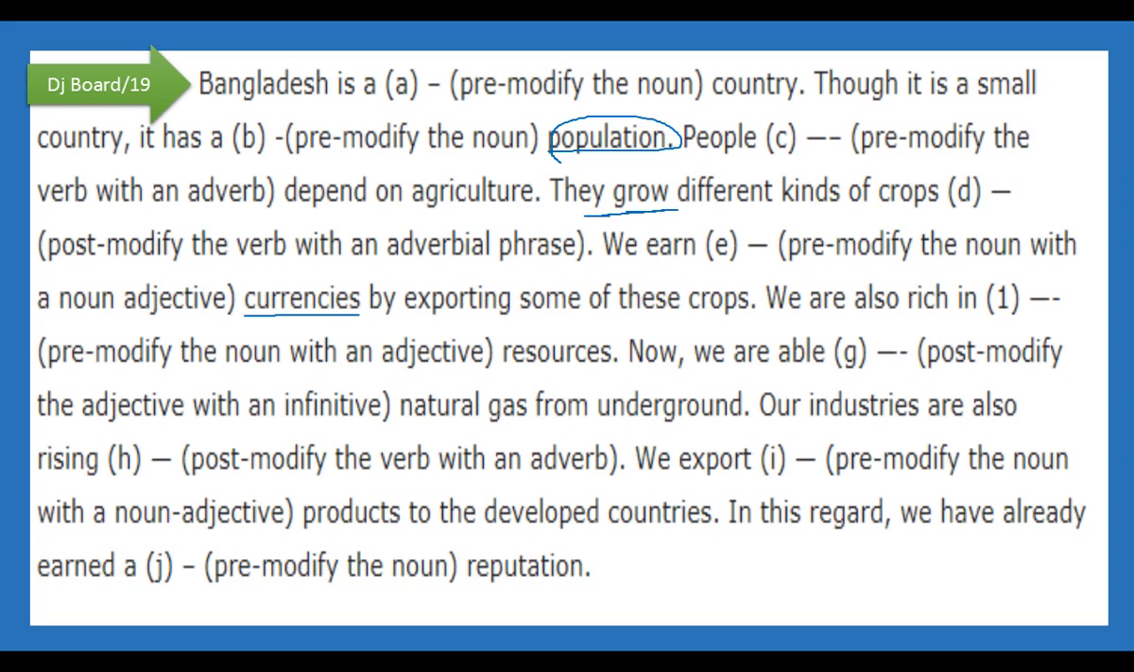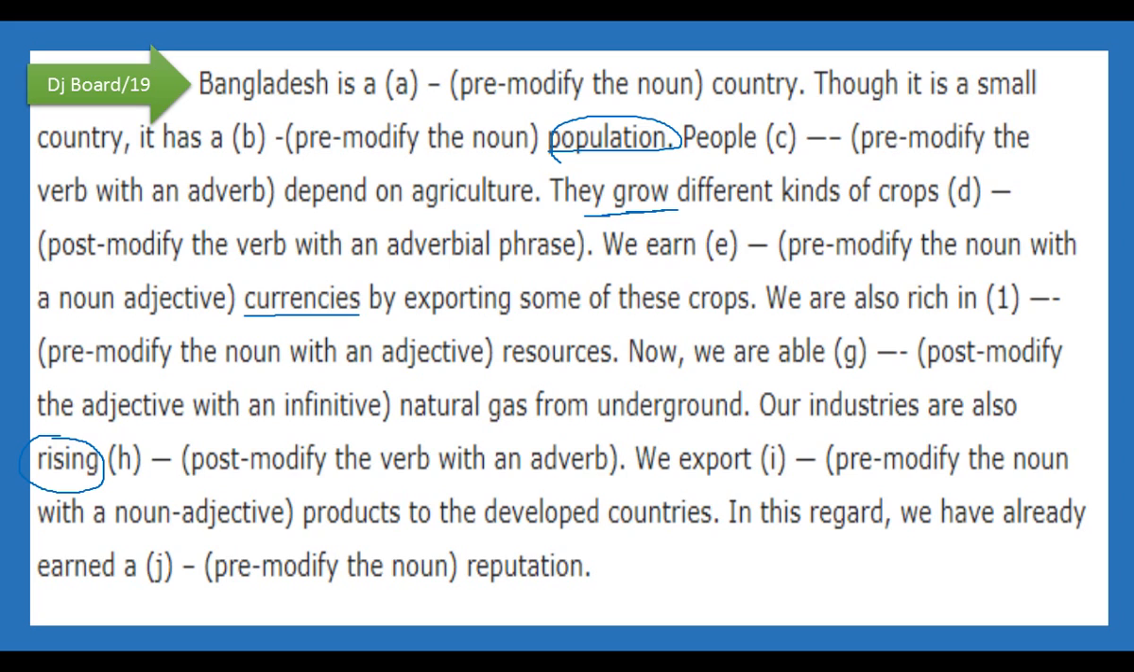Our industries are also rising. Post-modify the verb with an adverb. Very easy question. Our industries are also rising fast or rapidly. There will be an adverb that will modify the verb rising. We export dash products to developed countries. Pre-modify the noun with a noun adjective. Garment products. There will be no other alternative to this word.